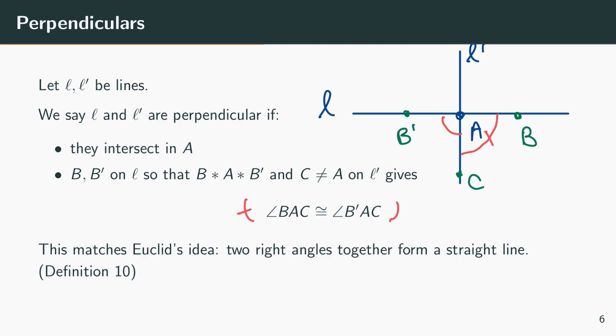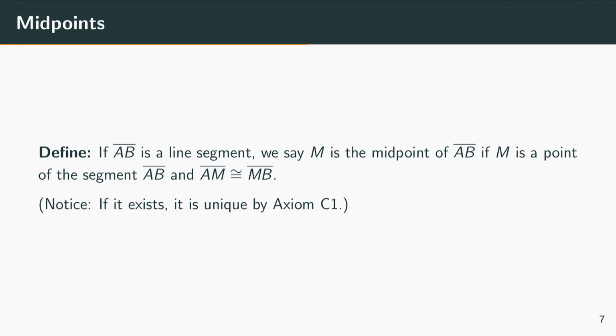So in this sense, we're encoding Euclid's idea, right? If you think about what definition 10 said, a right angle was basically, if you stick two right angles together, you get a straight line, and any two right angles are the same. Well, that's what we're doing. We're saying two right angles together form a line, and any two of them are going to be congruent to each other. Right, so this is how we're going to define perpendicularity in this Hilbert system.